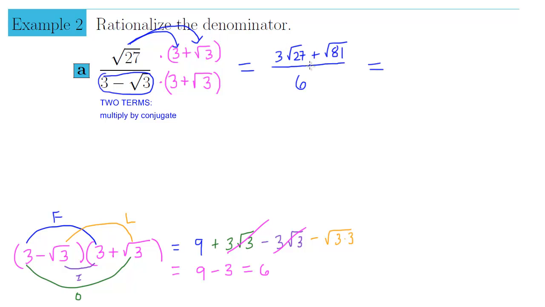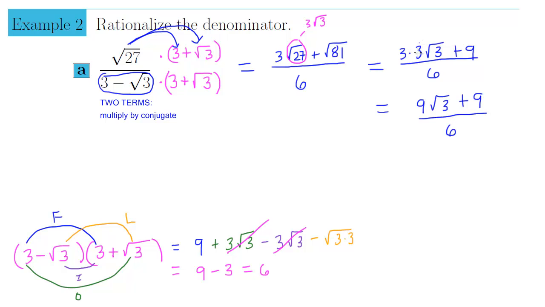If you do your factor tree for root 27, you see that it breaks down into 3 root 3. So hopefully you guys are good at simplifying radicals by now. So that means you end up with 3 times 3 root 3 after you simplify root 27. And then root 81, that's a perfect square. You know that 81 is 9 times 9. So you have plus 9 over 6. So 9 root 3 plus 9 over 6, when we do our multiplication here.